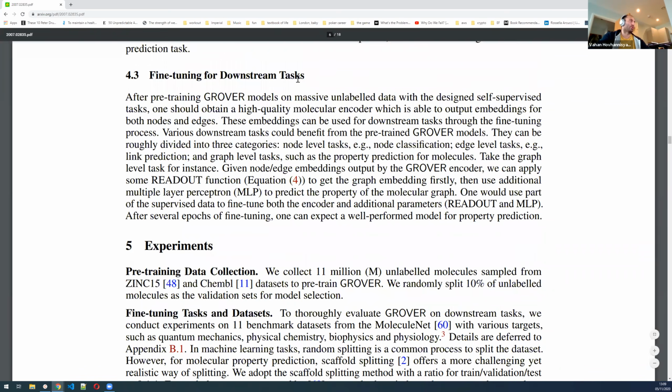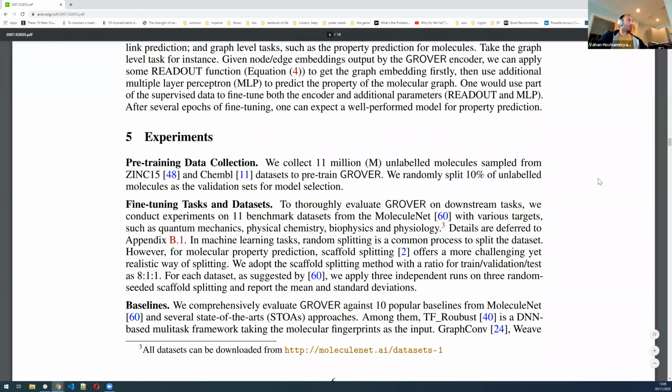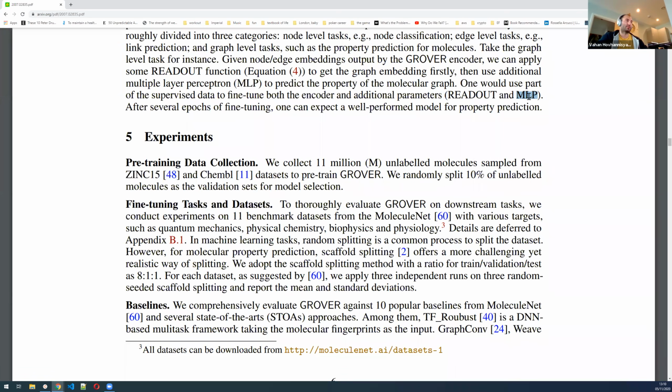And well, they mentioned here the fine tuning for downstream tasks. Basically we will choose a downstream task. Nothing new here. We already spoke about this. We will learn node level and graph level representations for a downstream task. And then the readout is to get a graph representation, but you can also use a very simple MLP at the end to learn a graph representation from node representations.